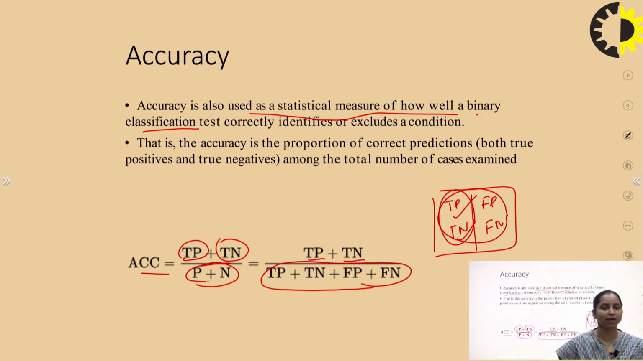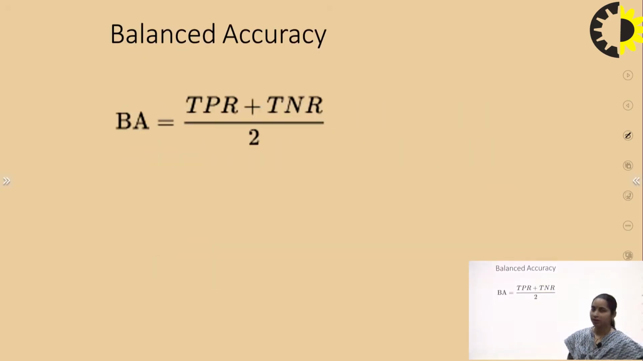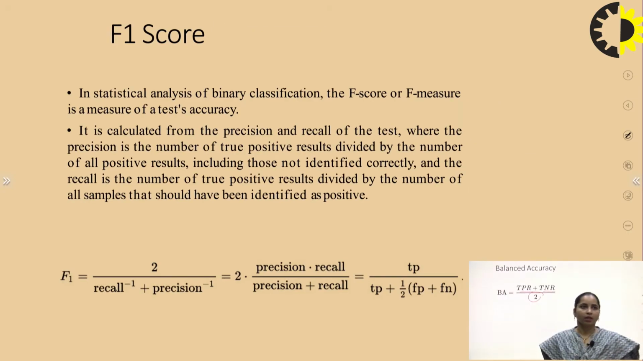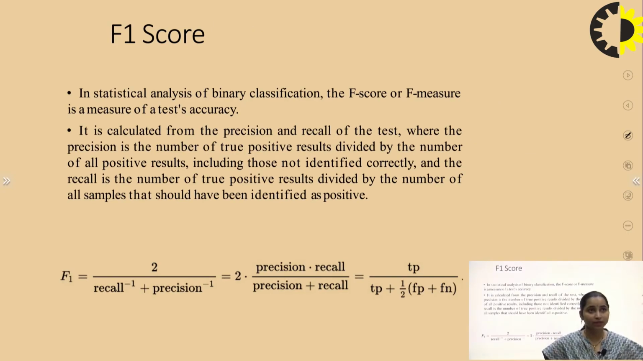This is how we calculate the accuracy of the model, and the balanced accuracy is the total positive results and the total negative results divided by 2. So that is the balanced accuracy. It is more or less not required as such. Accuracy is the one which is required. And how do we calculate the F1 score?